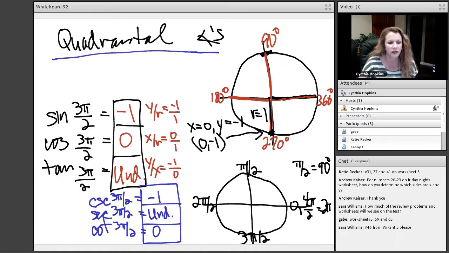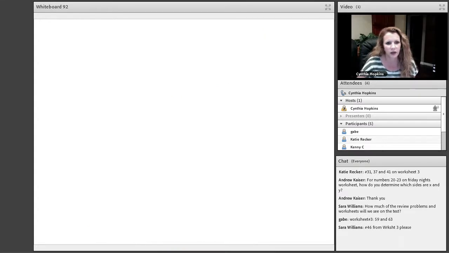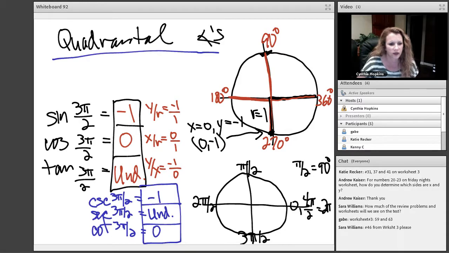Then we discussed quadrantal angles, angles that terminate on the x or y axis, positive or negative x or y axis. And then we did an example of finding the 6 trig functions of that. Where is that? There it is. That was on that page.